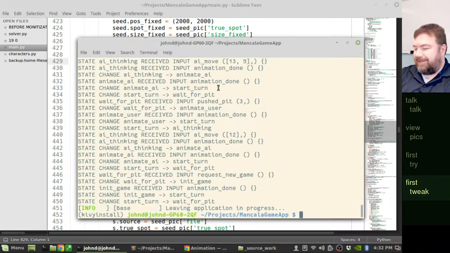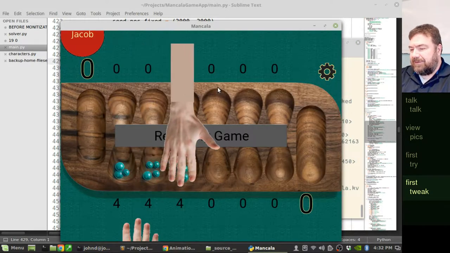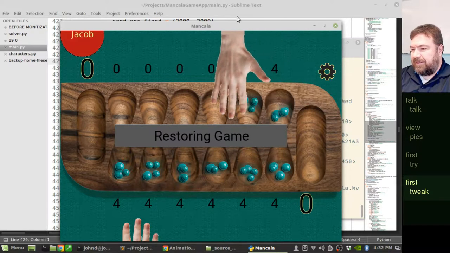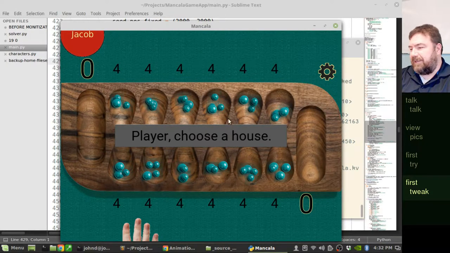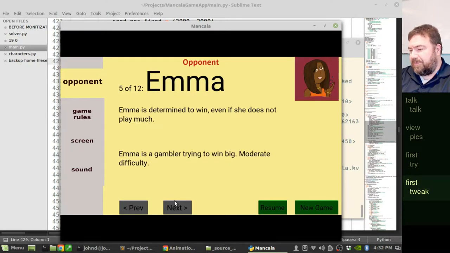Okay, let's take a look at it. This is the other AI. I did extend the AI hand, at least on this side, for the other characters as well. Let's go back to Emma.